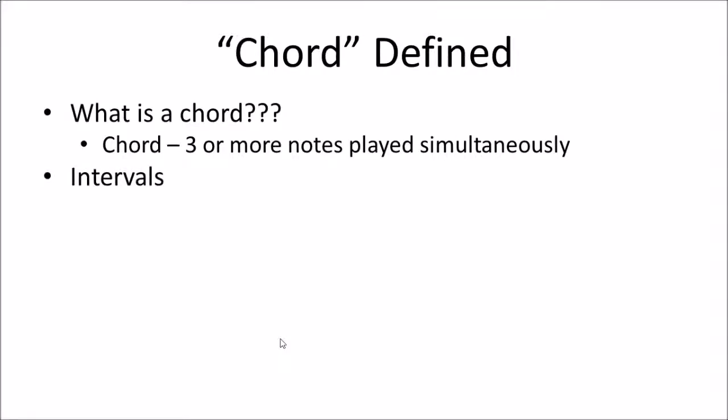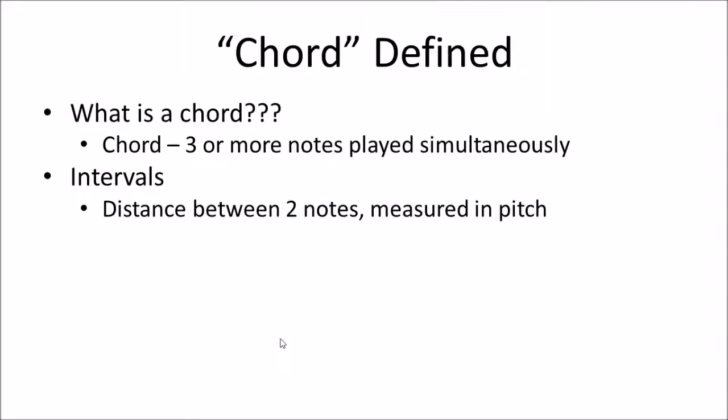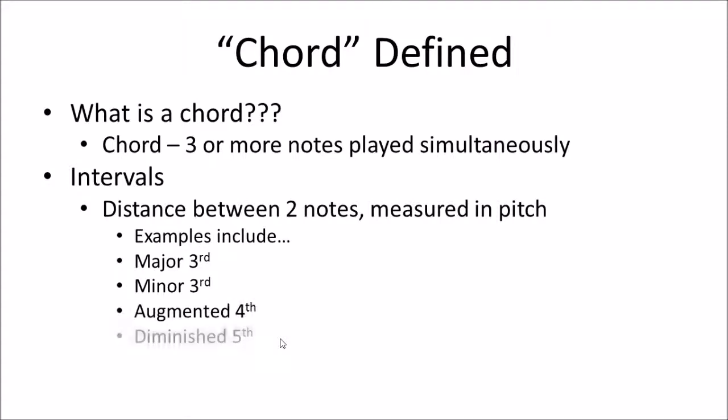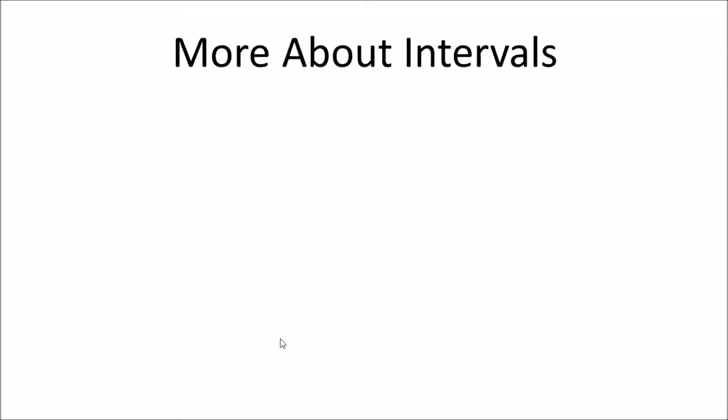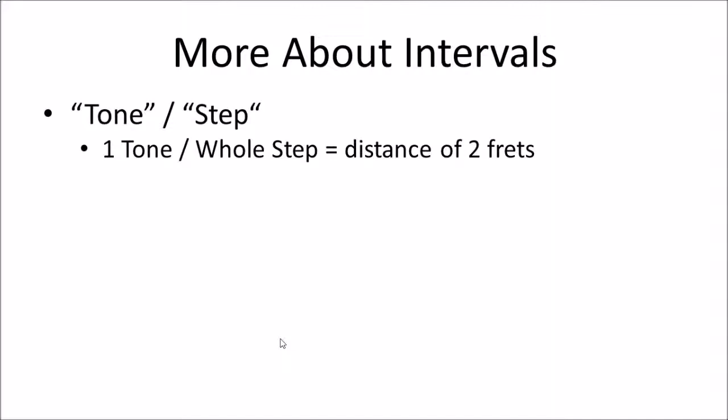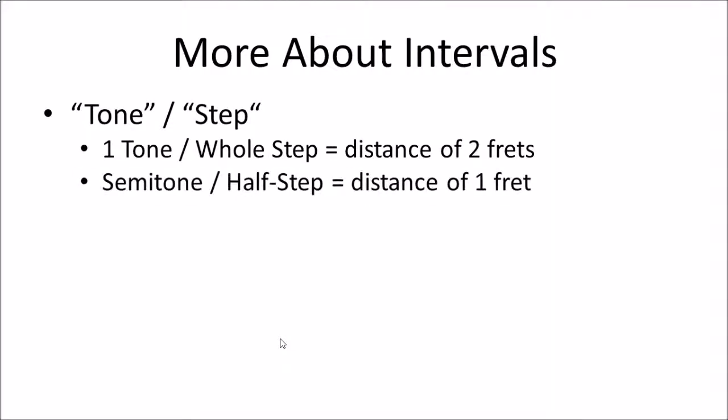And when I say intervals, I'm referring to the distance in pitch between 2 notes. Intervals are going to be your major or minor thirds, diminished fifths, augmented fourths, and things like that. The unit we measure intervals with is called a tone or a step. One tone or step is made up of 2 frets on the guitar. A semitone or a half step is the distance of 1 fret on the guitar.